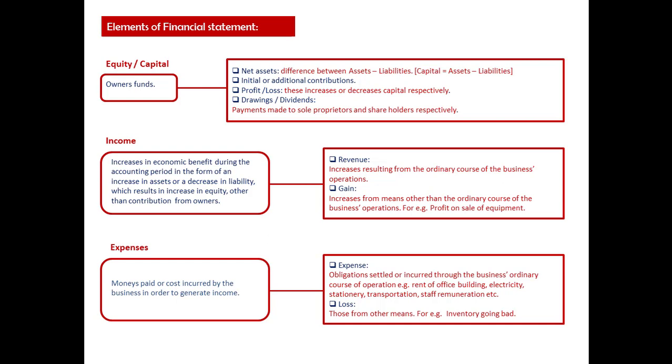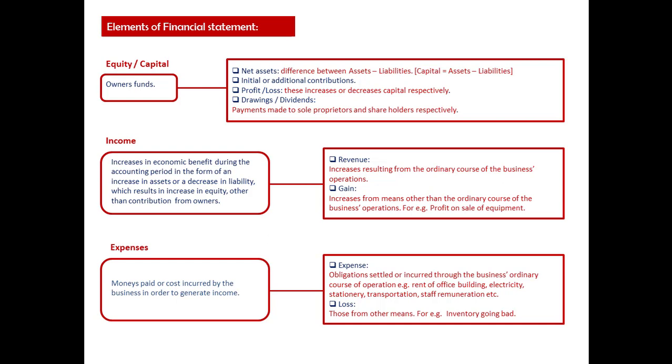Losses also are those obligations from other means. So when you have inventory going bad, or when you dispose of an item and you make a loss on it, it becomes a loss. You understand? It's an expense, but it's a loss. So all these items will have places where they will be fixed in the financial statement.